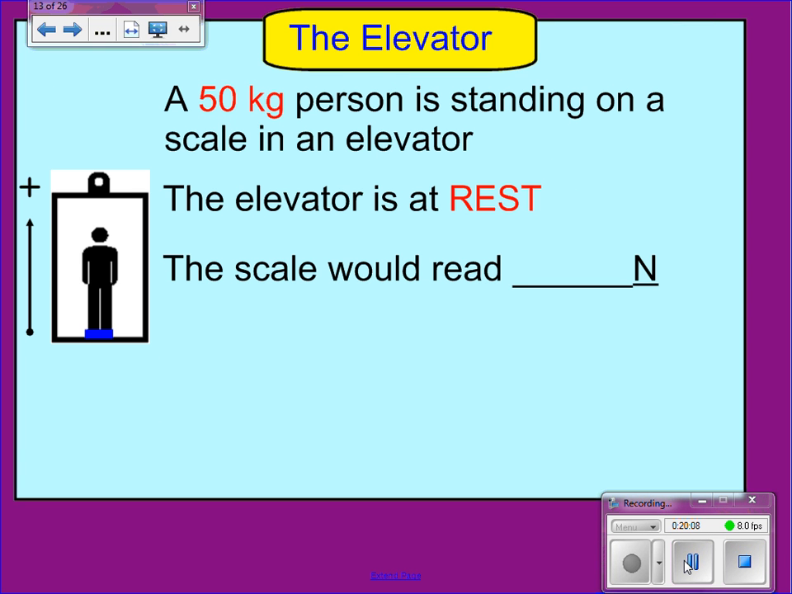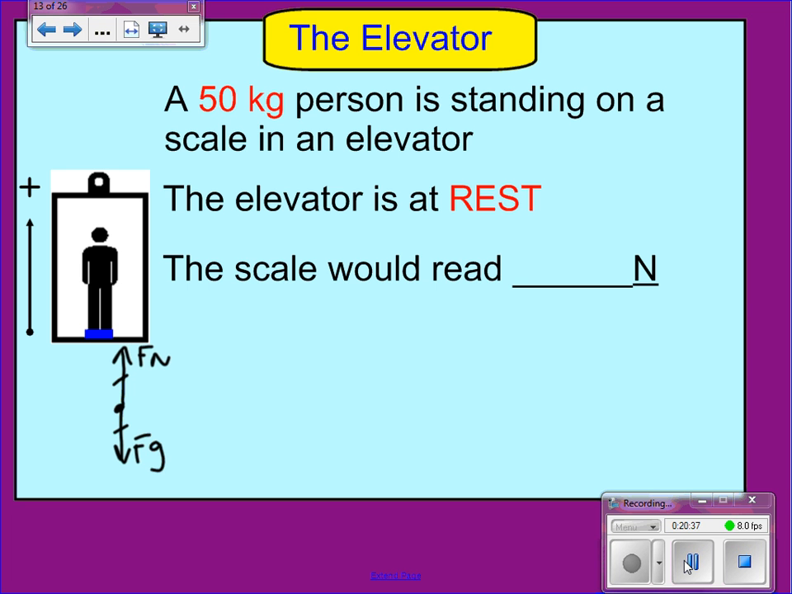Okay. You have a 50-kilogram person that's standing on a scale in an elevator. The elevator is at rest. The scale would read blank newtons. So since the elevator is at rest, that also means you are at rest. So that just means you're in equilibrium. So your force gravity is what your force normal is. They're equal to each other. And the scale is a measure of not your gravity necessarily, but it's the normal. It's what you're feeling. Okay?